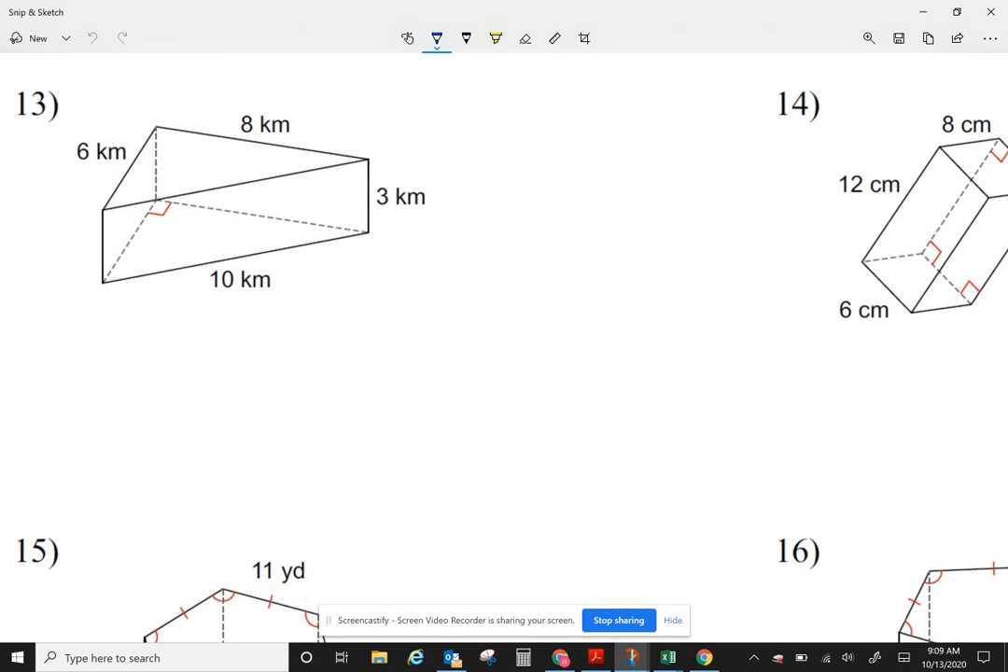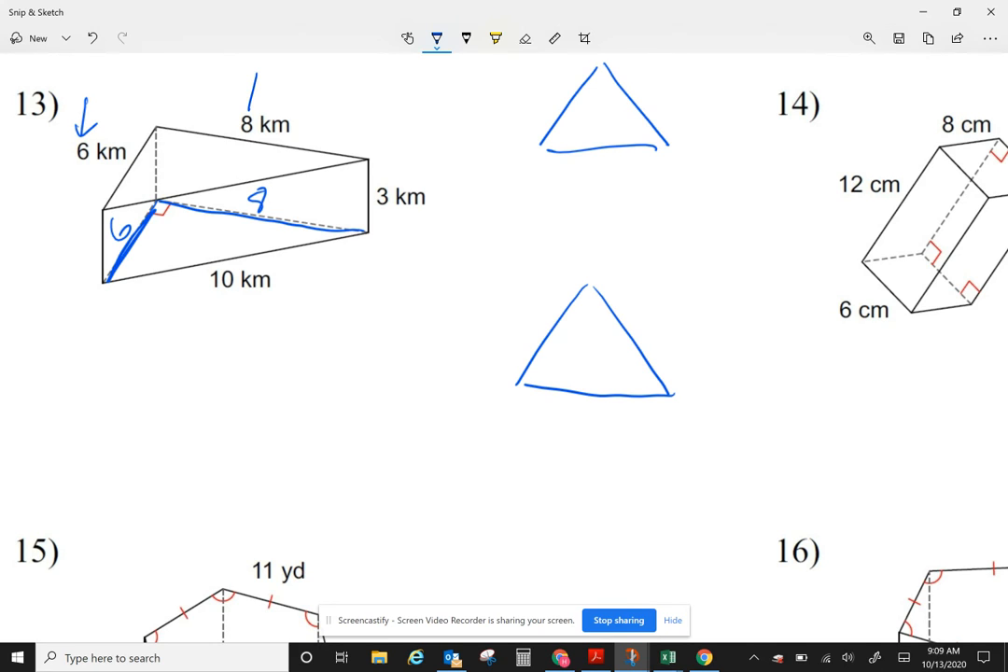Now, the bases happen to be triangles. So I'm going to draw two triangles. For triangles, I'm looking for the two numbers that meet at the 90-degree corner. So in this case, this number is 6, and this number is 8. I got them from up here. So for that triangle, I'm going to go 6 times 8. In my result, let me divide it by 2. So 6 times 8 is 48. Divided by 2 is 24. So each of my bases is 24.